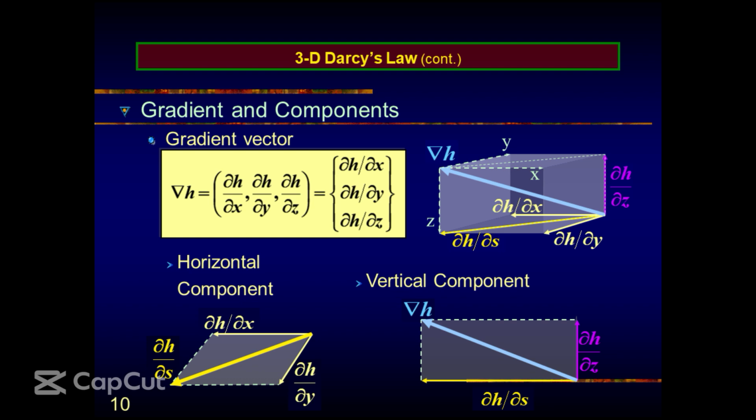Now, let me still ask you something. What will be the direction of the hydraulic gradient? Yes. The hydraulic gradient. Opposite, isn't it? Good. Because J is minus del H, right? Yes, sir. So, if this goes this way, del H, then J will go the other way, isn't it? Simple.